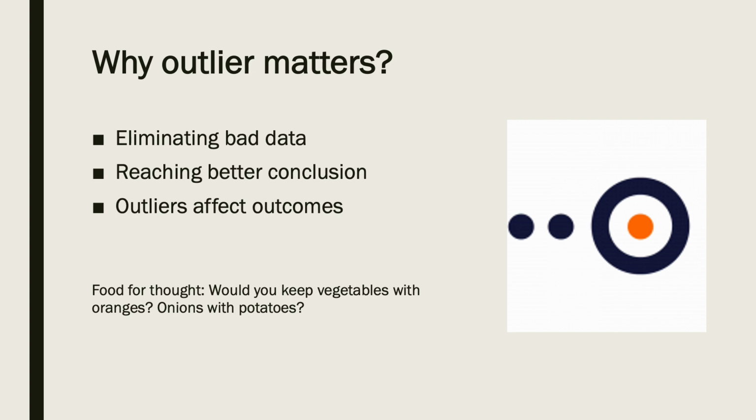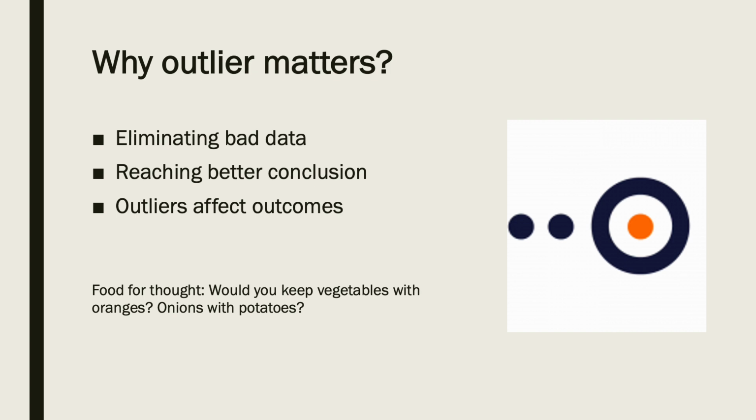Right, so why do we need to worry about outliers? Well, outliers help you in many ways. One of them is to eliminate bad data and reach a better conclusion, and it also affects outcomes. One of the food for thought when you think about outliers is, would you keep vegetables with oranges? Would you keep your onions with potatoes?